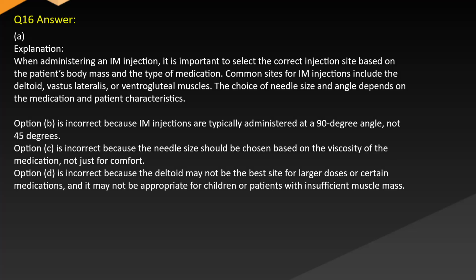Option B is incorrect because IM injections are typically administered at a 90-degree angle, not 45 degrees. Option C is incorrect because the needle size should be chosen based on the viscosity of the medication, not just for comfort. Option D is incorrect because the deltoid may not be the best site for larger doses or certain medications, and it may not be appropriate for children or patients with insufficient muscle mass.